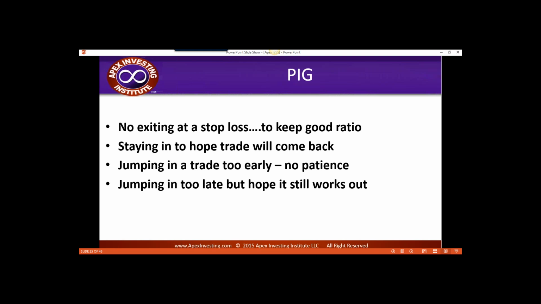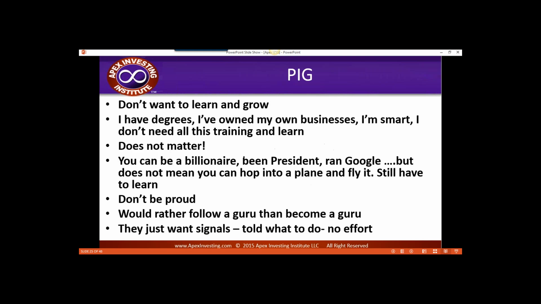Or he gets in a trade too early, okay? Because he's just like, well, I know that everything's got to line up just right, but I'm going to get in early. Or, ooh, I'm going to get in late. I'm just going to do anything. I'm not going to learn and grow. I know it all. And pigs sometimes can be very cocky and very proud traders. I've seen it all the time. I get it all the time.